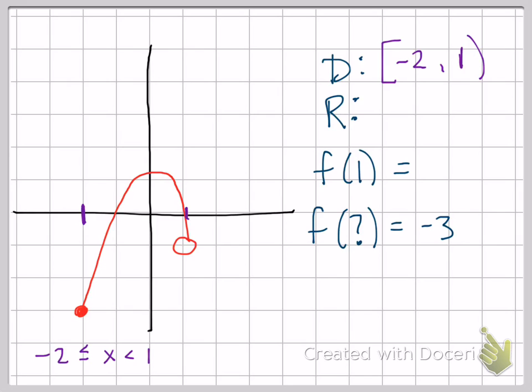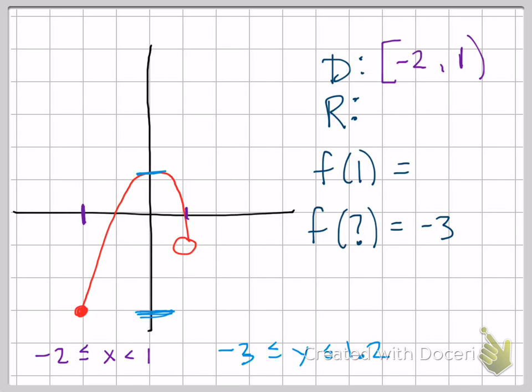Range is bottom to top. So this is the bottom value, this is the top value. So I would say it's going from -3 all the way up until, we could say 1.2.